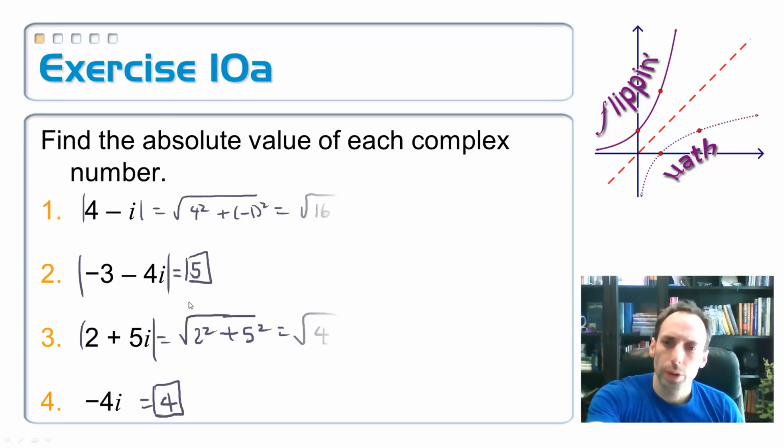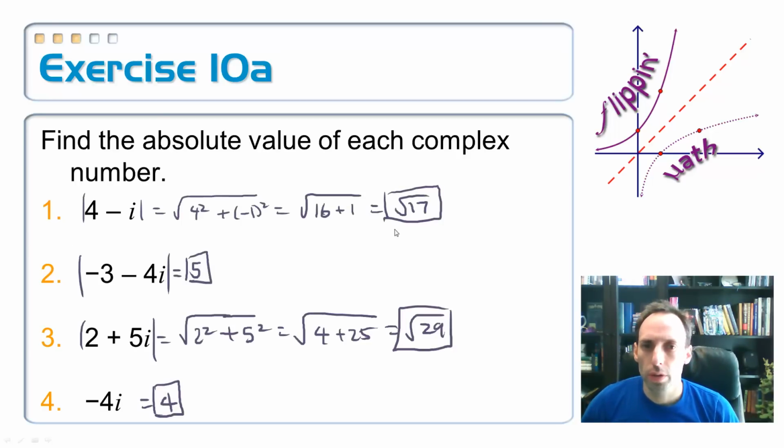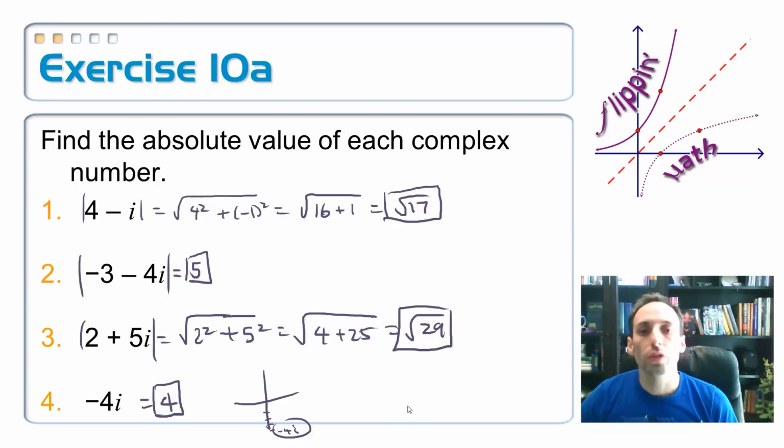Anyway, so here are the answers. On number 1, we got square root of 17. On number 2, I didn't even work it out because I can see it's going to be a 3, 4, 5 right triangle. Ta-da! Absolute value is 5. Number 3, we got square root of 29. And finally, number 4, I didn't work out as well because, like we said before, this is just -4 down on the imaginary axis, and it's 4 away from 0. So its absolute value is 4.